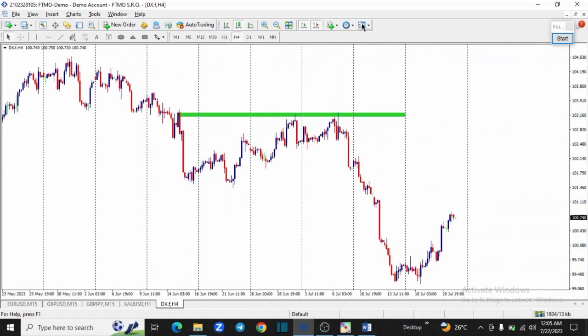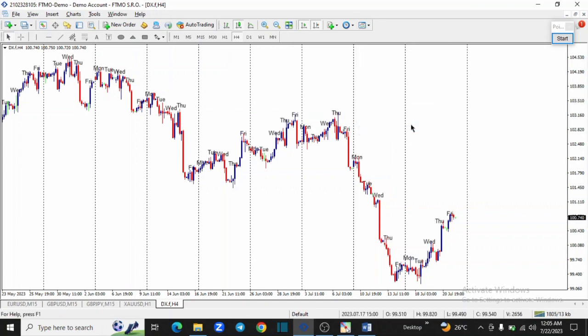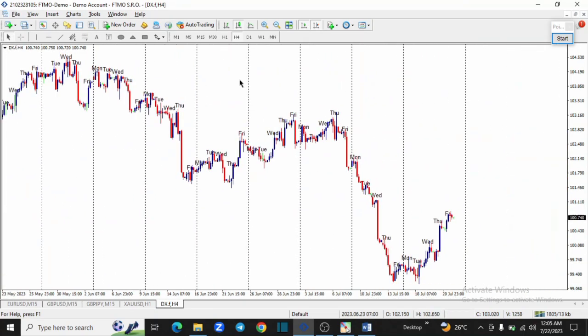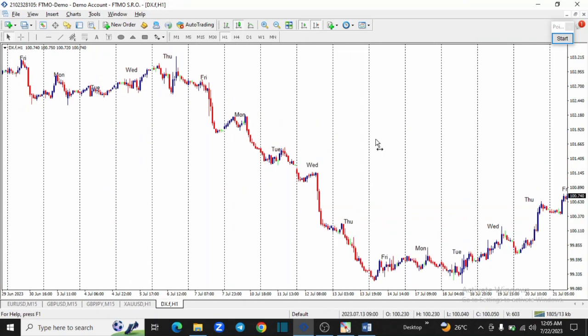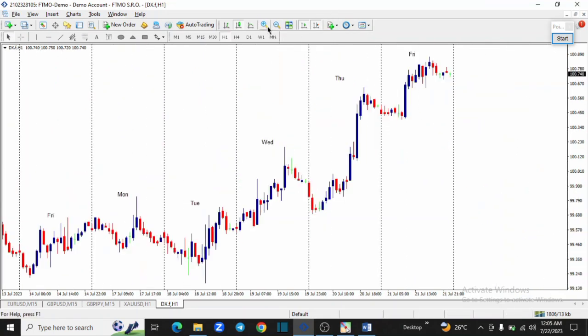I have an indicator that helps you to do that. The indicator I'm going to be dropping in my group. It lists every day of the week. You can see that every day of the week is being listed. We have Monday, we have Tuesday, and all of that. Everything is being listed on your chart. But that is not what I'm talking about.